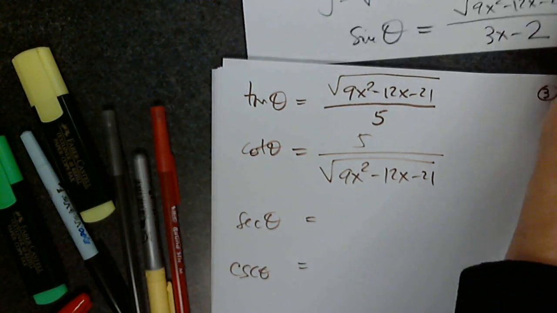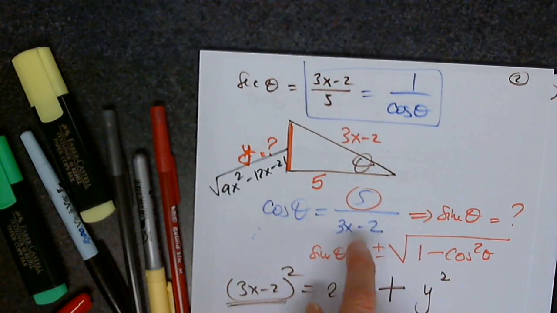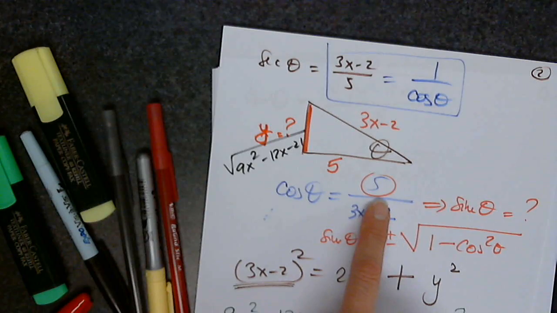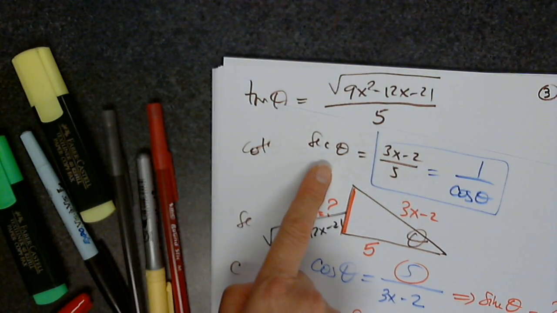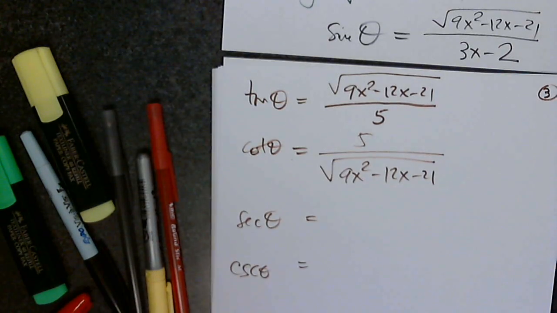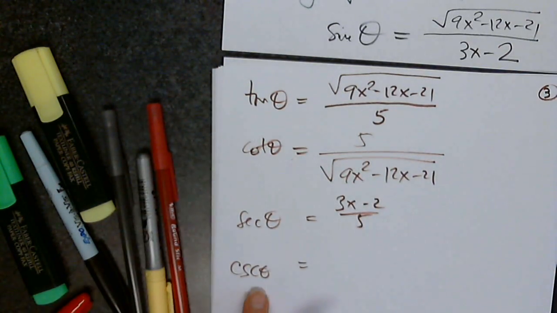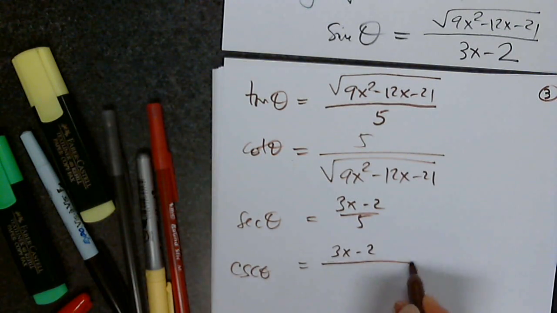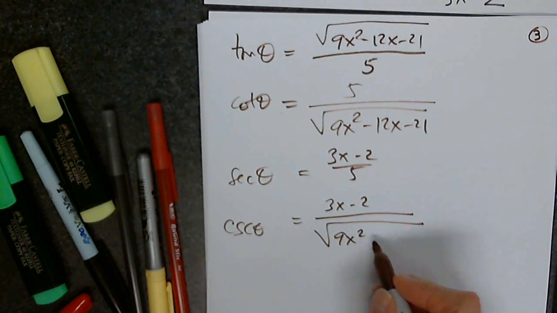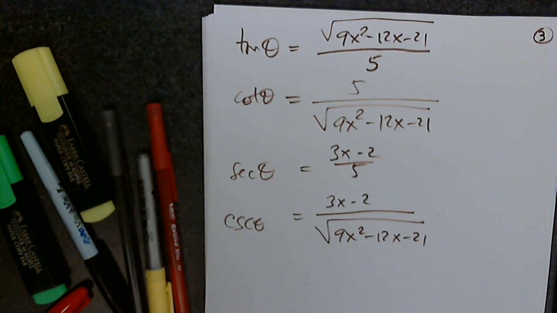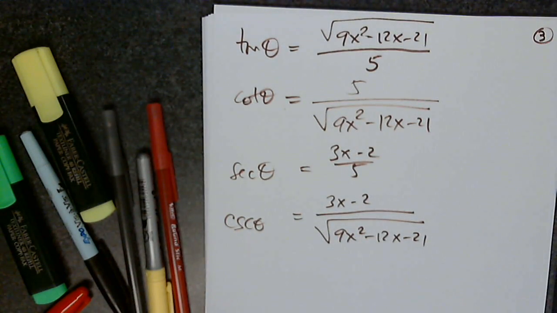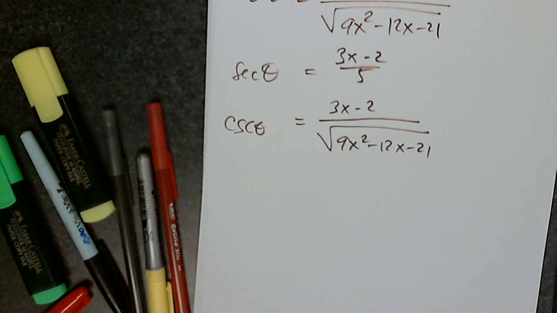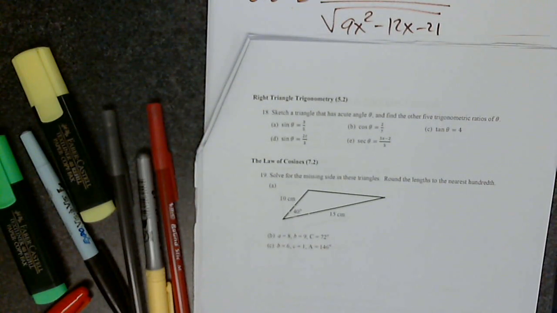Okay, secant is 1 over 3x minus 2 over 5. We already have it, actually, right? 3x minus 2 over 5. And cosecant is 1 over this, which is 3x minus 2, everything over the square root of 9x squared minus 12x minus 21. Very good. Any questions? Any questions? Any questions? Okay, so please choose something from 19 A, B, C.